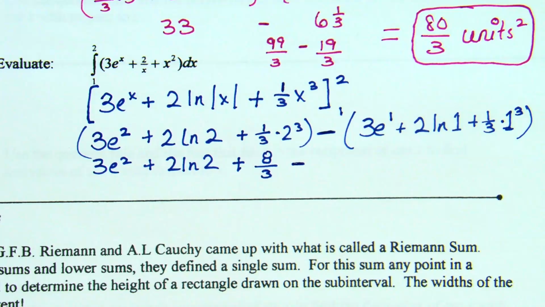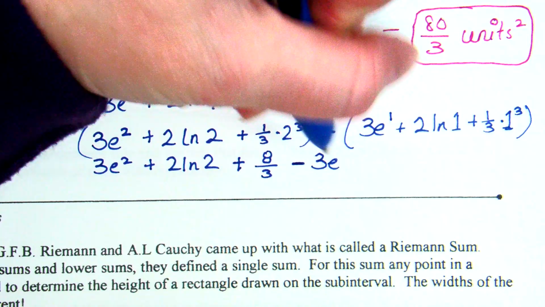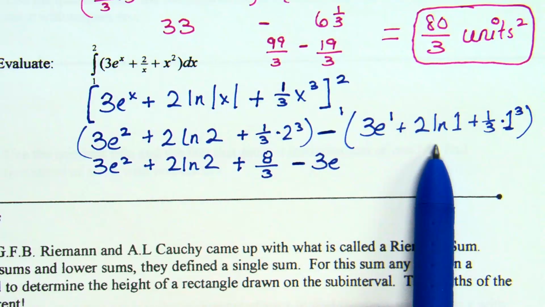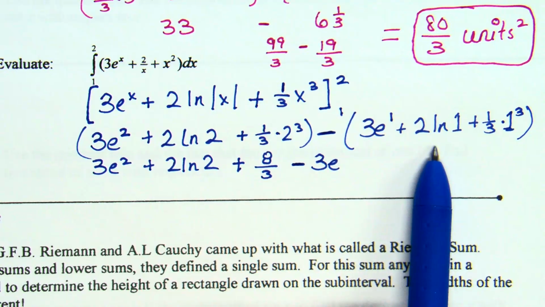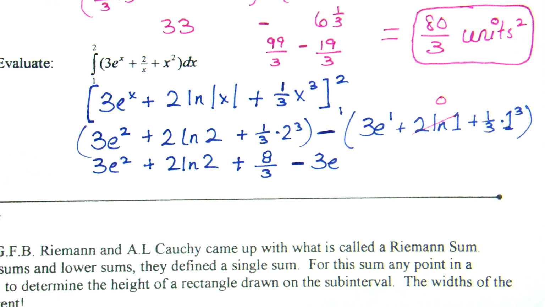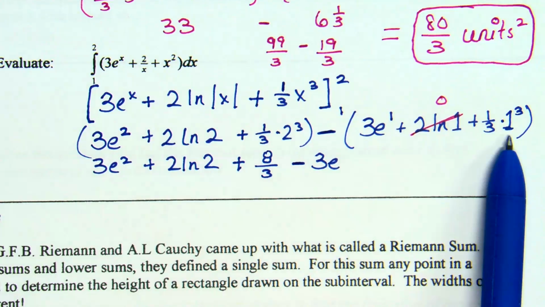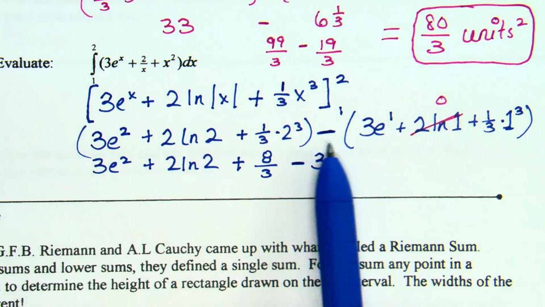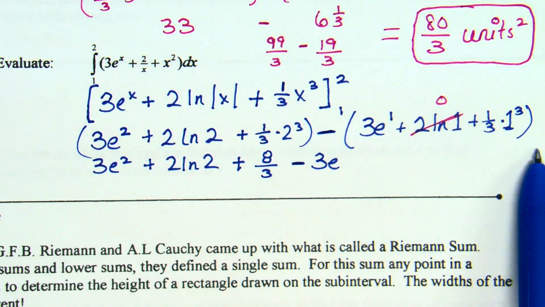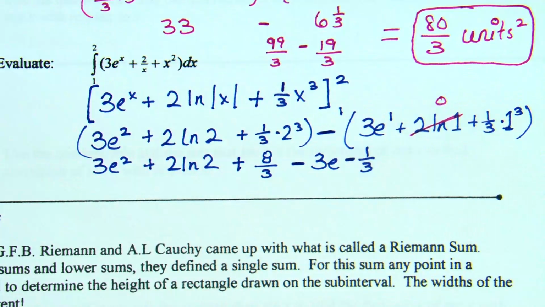Minus, let's go ahead and get what we can from the next one. 3e to the first is just 3e, so I'm going to say minus 3e. Do your brains know this? What do you know about natural log of 1? It's 0. So what does that mean about that whole term? It's all 0. Okay. And then 1/3 times 1 to the third is 1/3. Now, keep in mind if I'm removing these parentheses, we're subtracting everything from the second parentheses, so it is minus 1/3, correct?